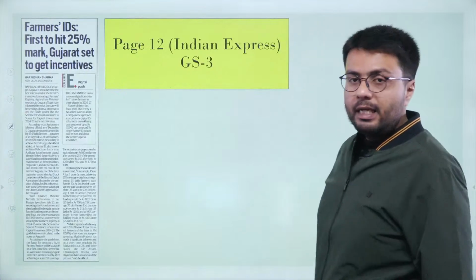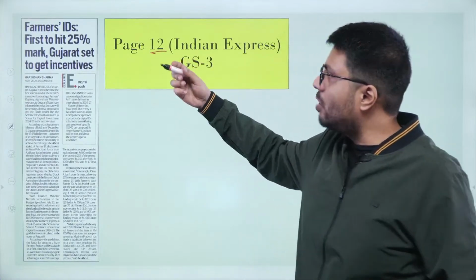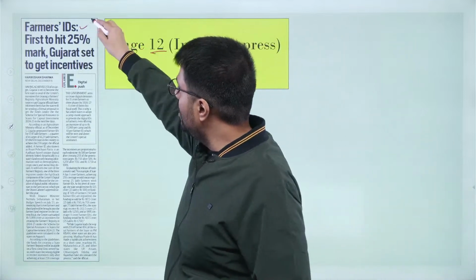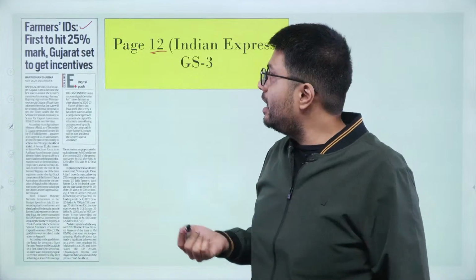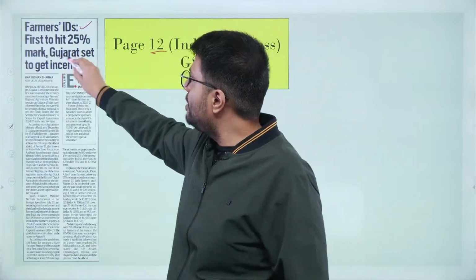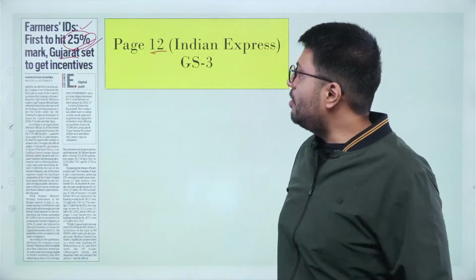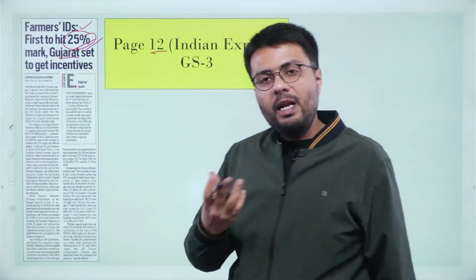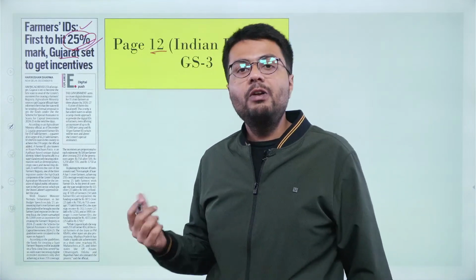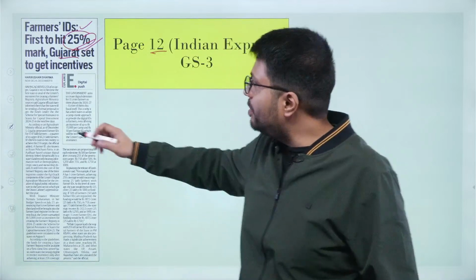Now, another article, this one is from Indian Express, page 12, and this talks about Farmers ID. Now, Farmers ID have been issued to farmers across the country, and the state of Gujarat has become the first state to hit the mark of 25% of Farmers ID. Now, this is an initiative by the government. Similarly, like you and I have Aadhaar card, farmers will be provided a farmer ID called Apna Pehchan Patra.